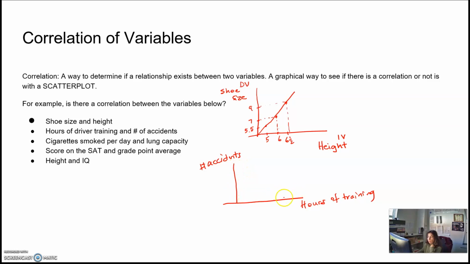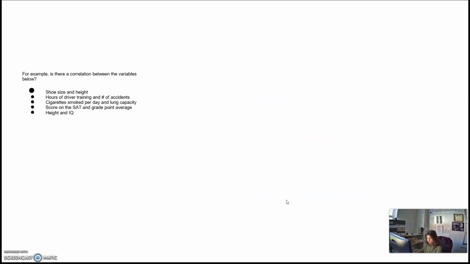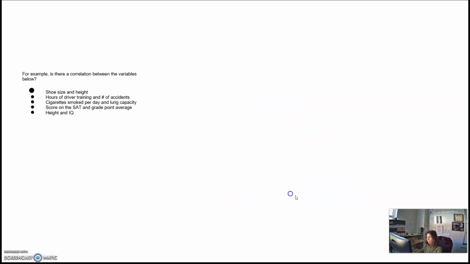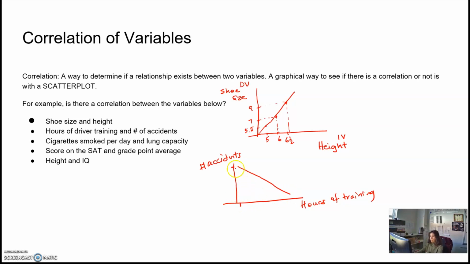The more hours of training we have, the fewer accidents we're going to get. So something, maybe a line that goes like this. When you have very few hours of training over here, we're going to tend to get into more accidents, so we're going to be at this end of the line. Whereas when we have a lot of training right here at this end of the line, we're going to tend to get into a lot fewer accidents. So that, sorry about my PowerPoint, not sure what's going on here, but that is basically another kind of relationship.